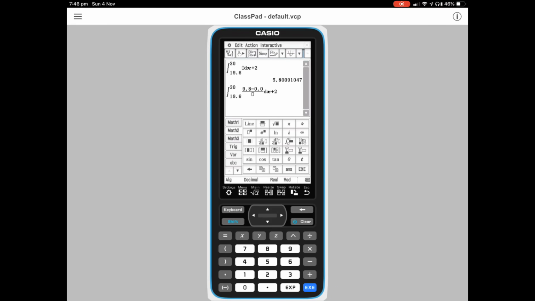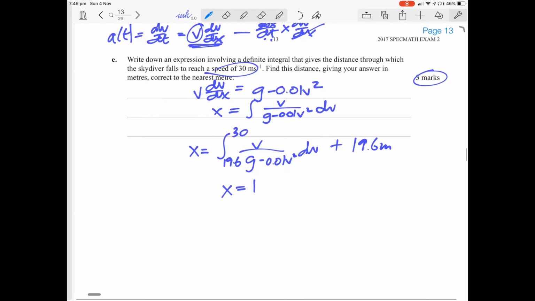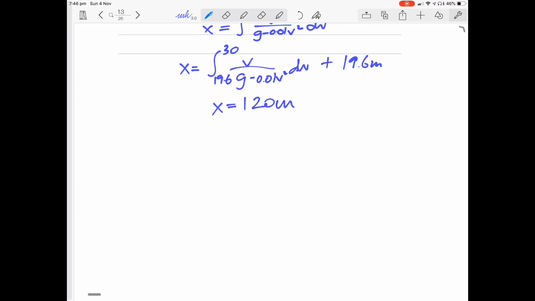9.8 minus 0.01 x squared on x. Did I just put it around the wrong way? I did. x, 9.8 minus 0.1 x squared dx plus 19.6, 119.99 x equals 119. What does it say? To give it to the nearest meter, 120 meters.